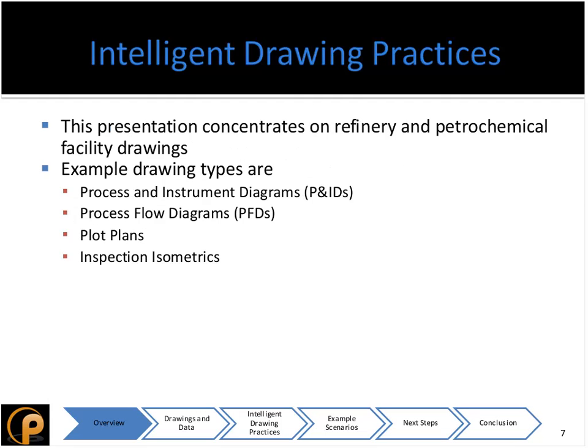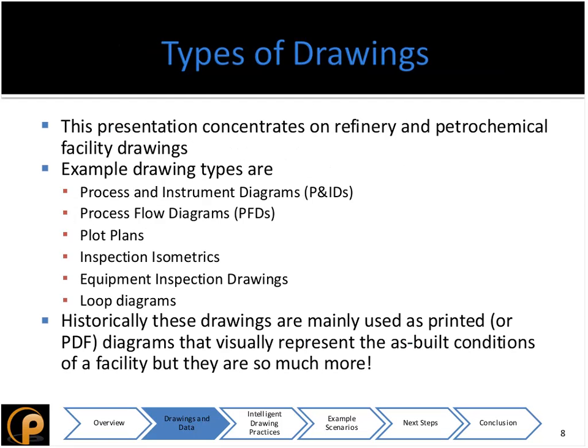So again, I keep saying drawings, and what drawings am I talking about? Well, in this presentation, I'm really concentrated on facility, refinery, petrochemical facility drawings. So for example, P&IDs, PFDs, plot plans, ISOs. And historically, these drawings are mainly used as printed schematics to visually represent the facility. So you might print out a stack of drawings and go to your PHA to walk through them, or you might print out a single P&ID and redline it for an MOC.